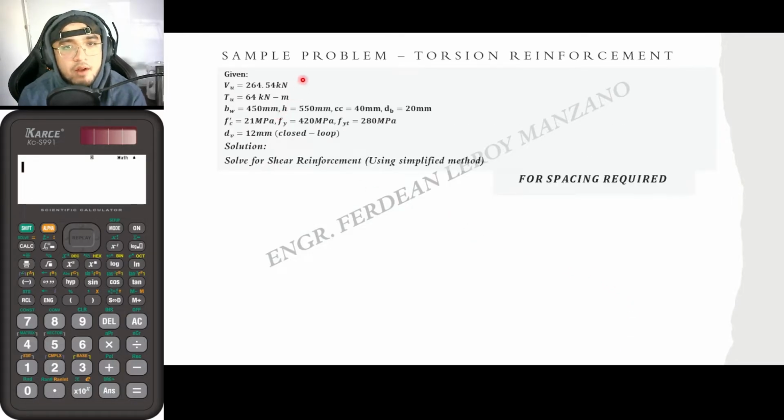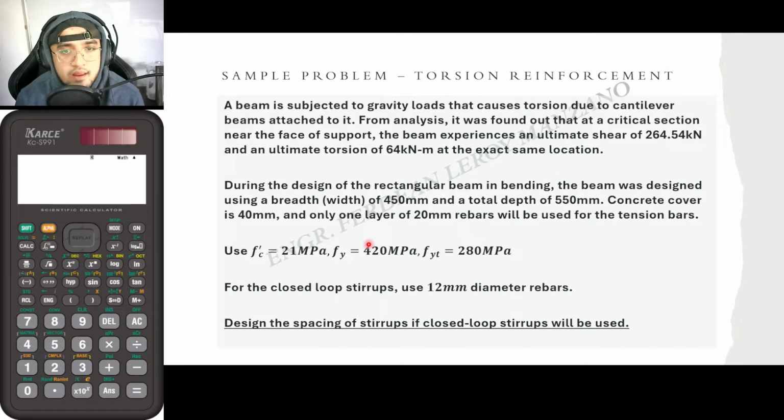I have already summarized the given here. We have Vu, Tu up until dv. As you can see, in the parameters we do not have the effective depth. If you are thinking that the effective depth is already 550, you are mistaken, since this is the total depth, meaning it is measured from the top up until the bottom.